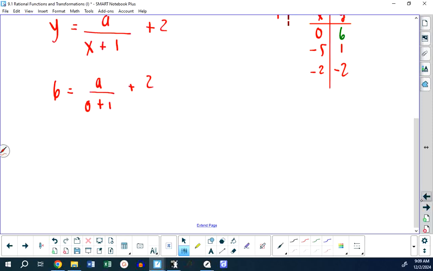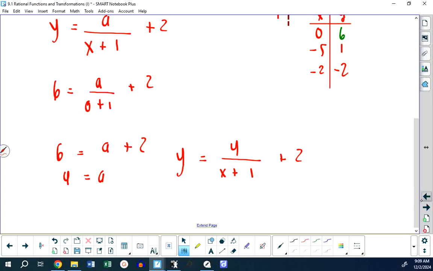So we're going to end up with 6 equals a plus 2, which means a is equal to 4, and now we've got the answer to the first part of the question. It's 4 over x plus 1 plus 2. And if you wanted to, you could put in those different numbers. -5, if you put it in for x, you would end up with -4 on the bottom here. 4 over -4 is -1, plus 2 is 1. That's what we're supposed to get. You could confirm that it's going to work for the other points.